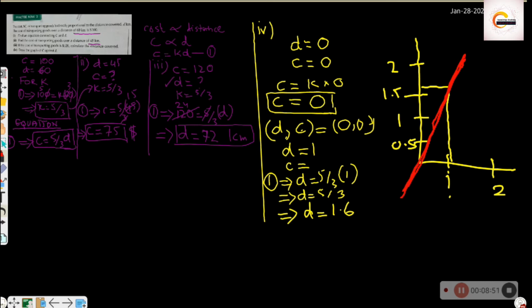I'm sorry for the mess, but this is just a rough idea for the graph.